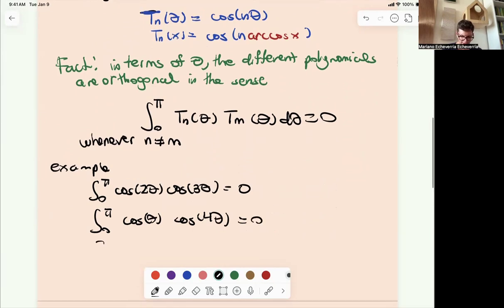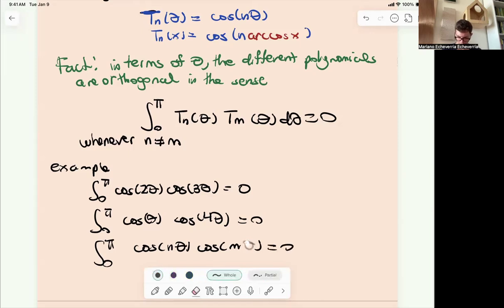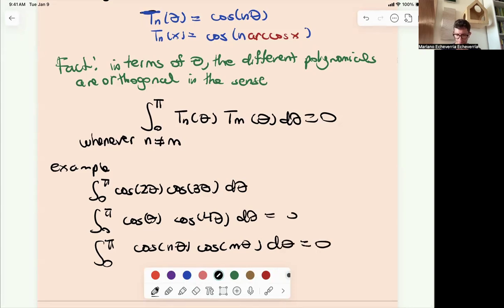More generally, the way to do this is that there are a bunch of trigonometric identities that relate how to multiply two cosines or two sines and things like that. Oh, sorry, I should put the theta, because I'm integrating with respect to theta. If you were to go through all the details, you would find that these integrals are always 0, at least whenever the integers multiplying theta are distinct, whenever n is different from m.